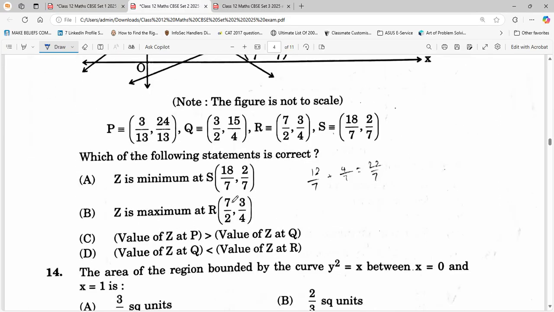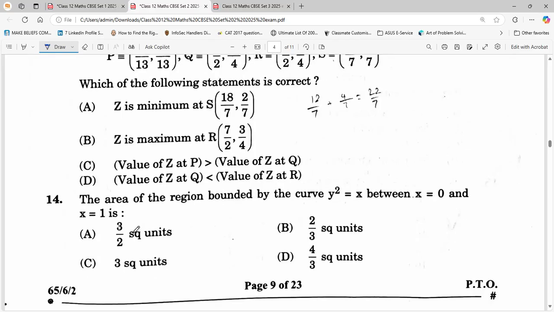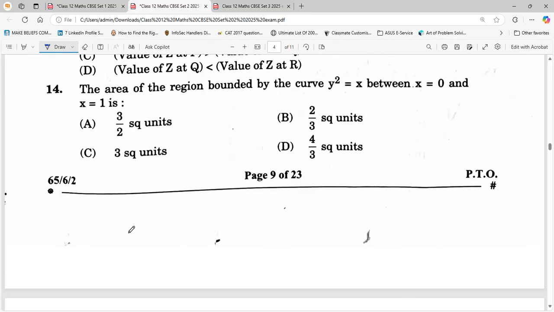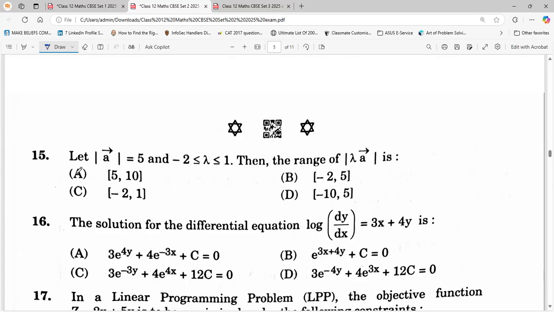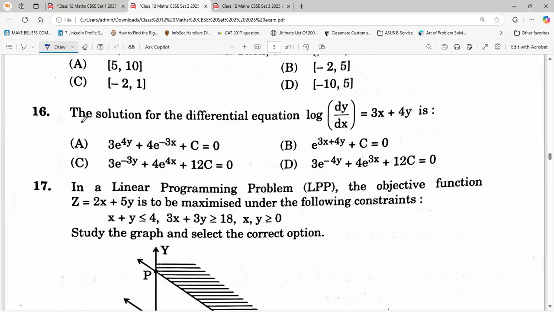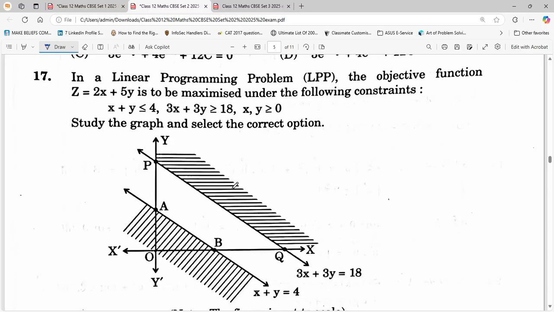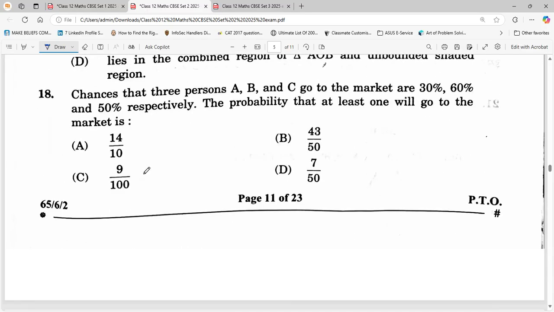This question is also done. So option A, question 13, is already done. Question 14. The area of the region bounded by the curve y square is equal to x between x is equal to 0 and x is equal to 1. We have done this question already. This question 15 is also already done. Question 16 is already done. Question 17 is done. Question 18.